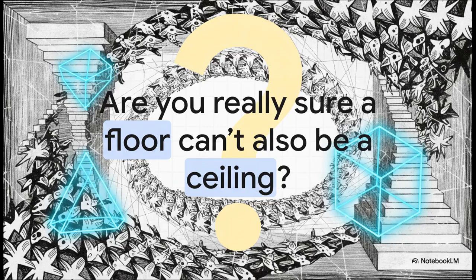And that's the question, isn't it? Escher's work just completely messes with our heads, making us question the very space we live in. So how did he do it? I mean, how did he actually construct these worlds that seem to just break all the rules of logic?